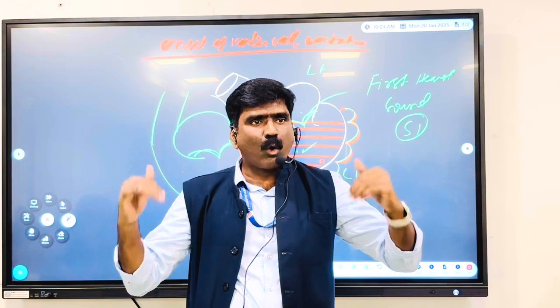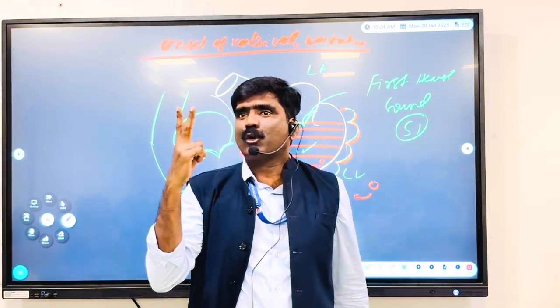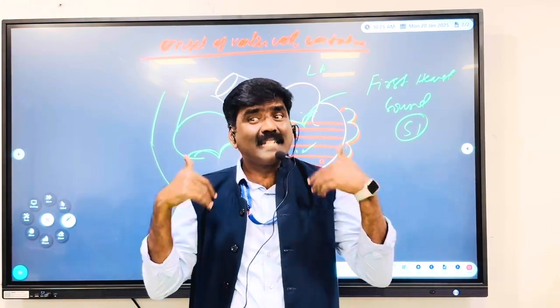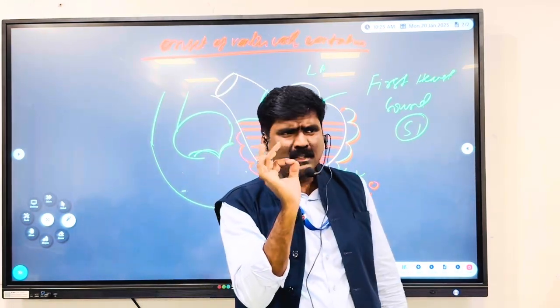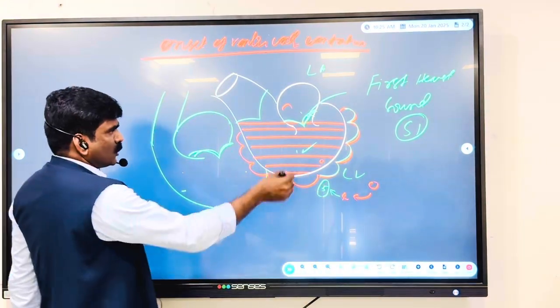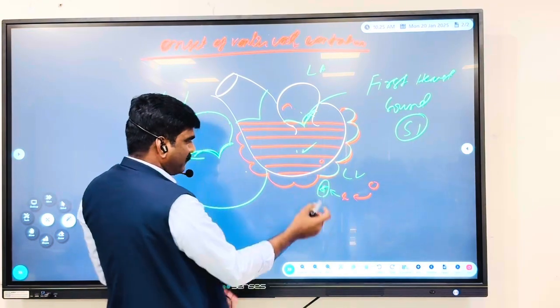Both the right atrioventricular valve and left atrioventricular valve close at the same time. So what will happen? The sound you will hear is lub. That lub is because of closing of the right valve and left valve at the same time. That's why you are hearing only a single heart sound, S1. Okay.